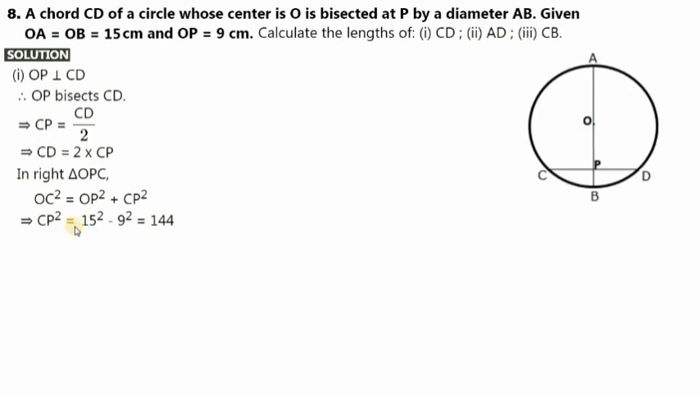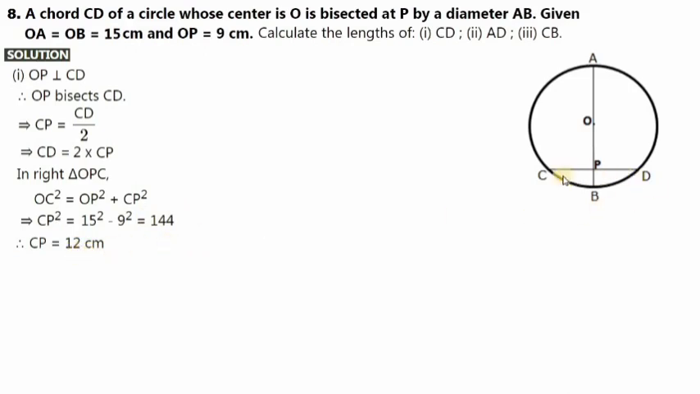So CP square equals OC square, which is 15 square, minus OP square. OP is how much? 9. So it is 9 square. When you simplify this, it turns out to be 144. That is, the value of CP square is 144. Now, to find CP, take the square root. So CP turns out to be square root of 144, which is 12 centimeter.